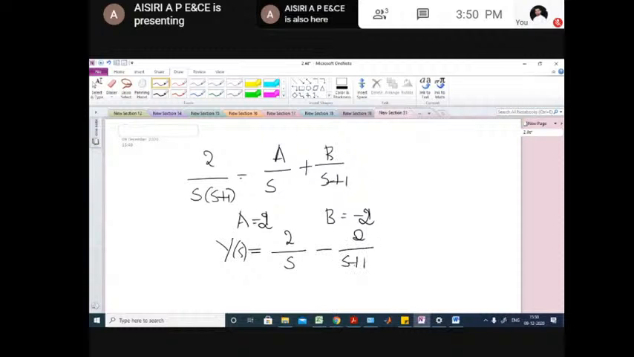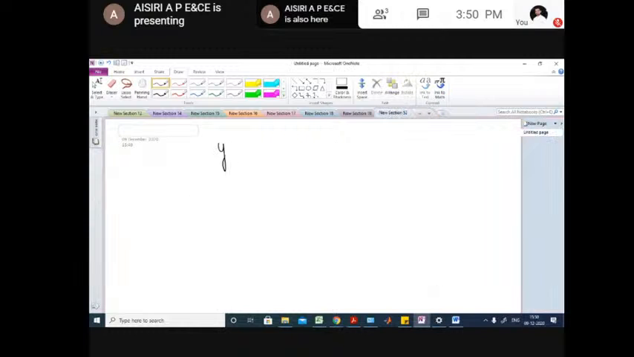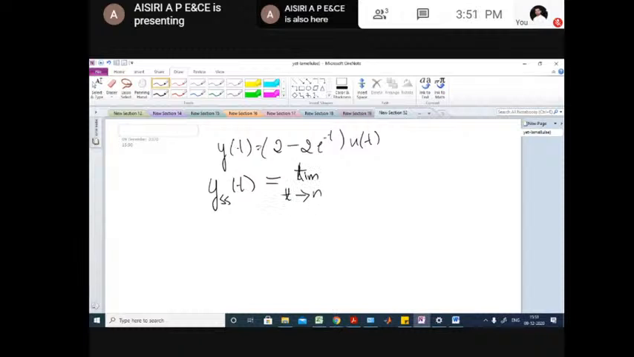If I take the inverse Laplace transform, I would get y of t as 2 into u of t minus 2 into e power minus t into u of t. If I simplify this, my y of t gets reduced to 2 minus 2 e power minus t into u of t. Now the question asks to find the 98% of the final value. The final value is represented by y steady state of t, which is the limit as t tends to infinity of y of t.